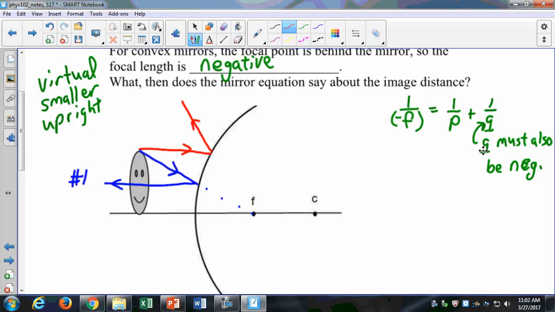Reflects off the mirror such that if you were to trace it back, it would go through the focal point. And so that's ray number 2. That's what it means, parallel to the axis and through the focal point. But it's actually the virtual ray that goes through the focal point. And so now we can trace back ray number 1 as well. And now we know where our person is. It's right here. Virtual, smaller, upright, just like we expected.